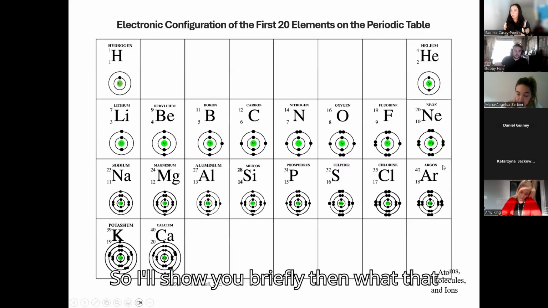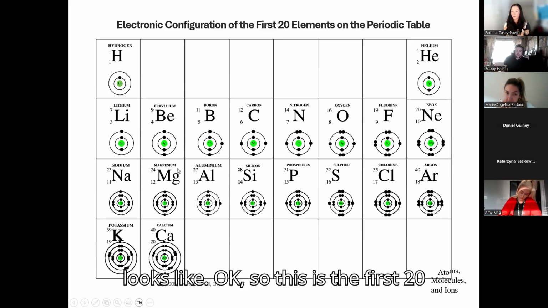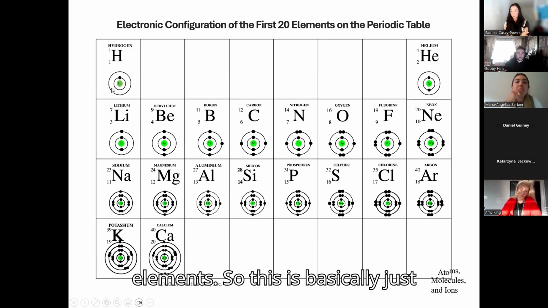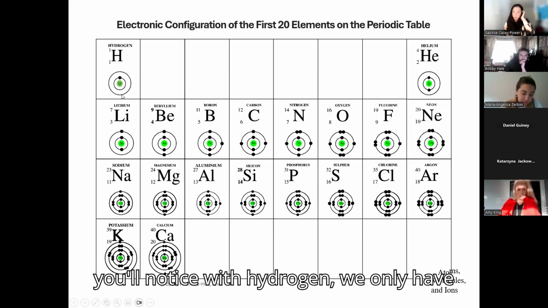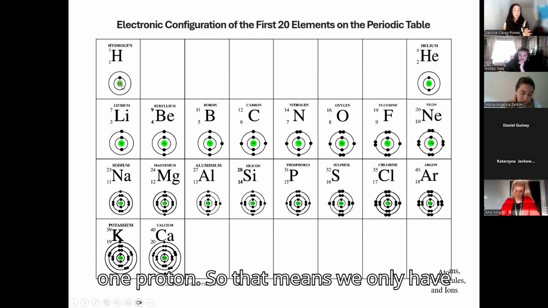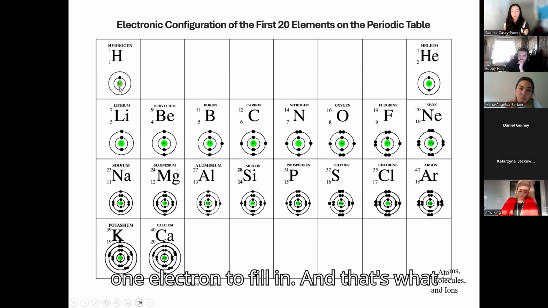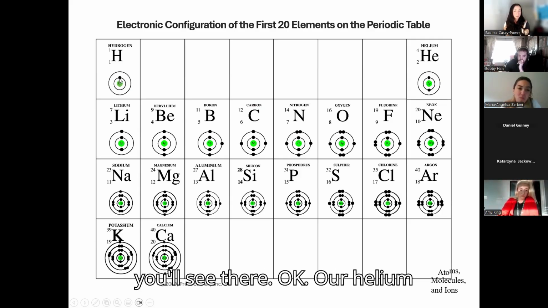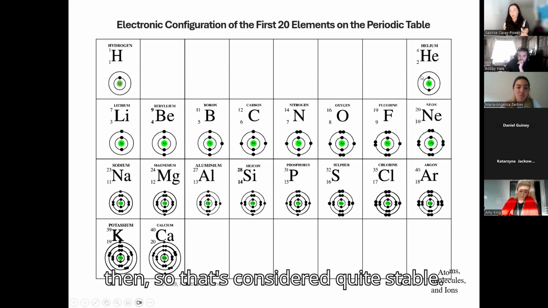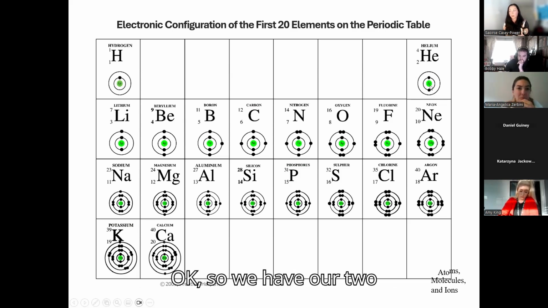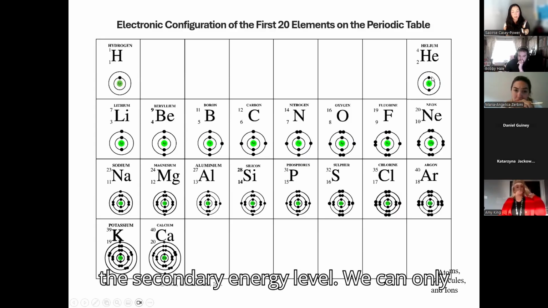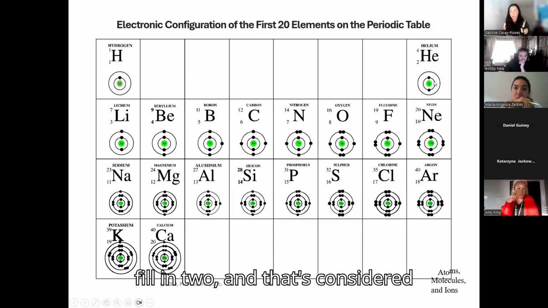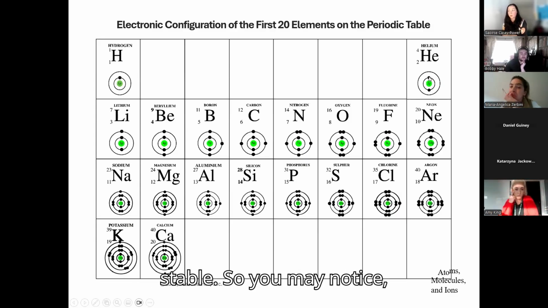So I'll show you briefly what that looks like. This is the first 20 elements, so this is basically just following our periodic table. You'll notice for hydrogen, we only have 1 proton, so that means we only have 1 electron to fill in, and that's what you'll see there. Our helium is considered quite stable. We have our 2 electrons on its first shell. We actually don't need to take into account the second energy level. We can only fill in 2, and that's considered stable.